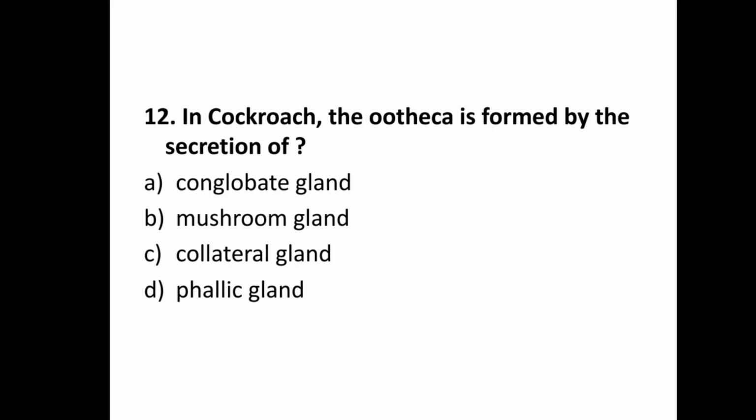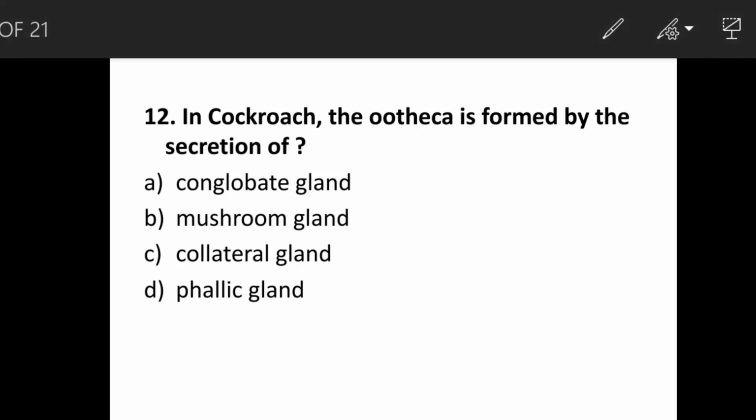Next we see, in cockroach, the ootheca is formed by secretion of conglobate gland, mushroom gland, polytrial gland, phallic gland. Student, comment your answer. The right answer is option C, and there is a spelling mistake here. I am correcting it. Sorry for this. The correct spelling is colleterial gland.